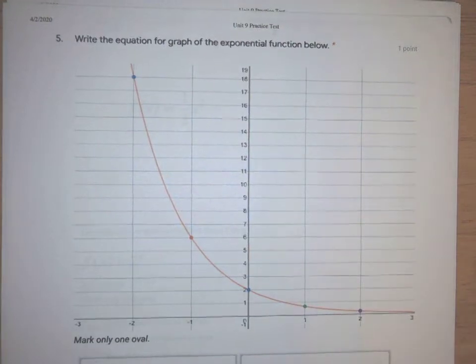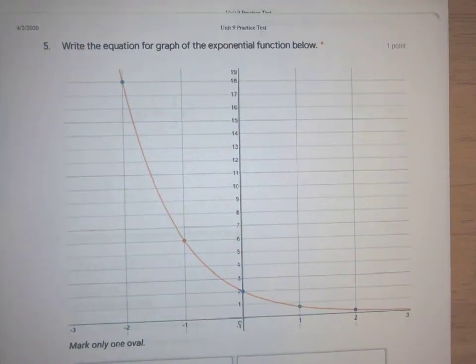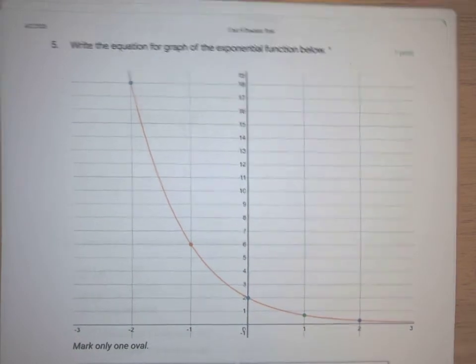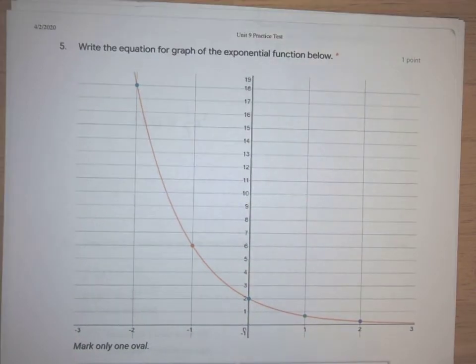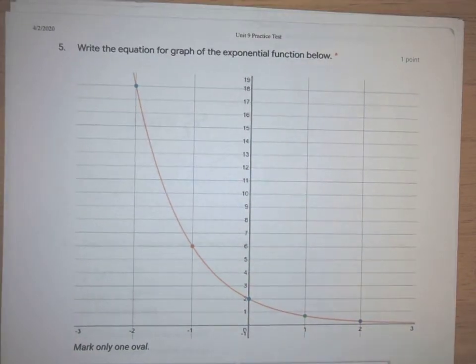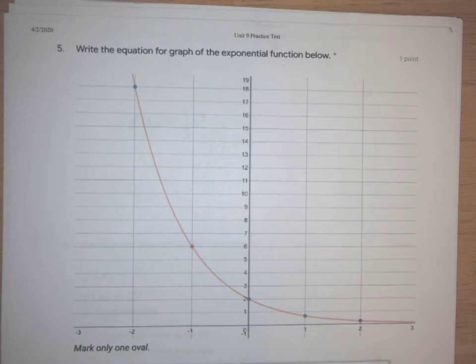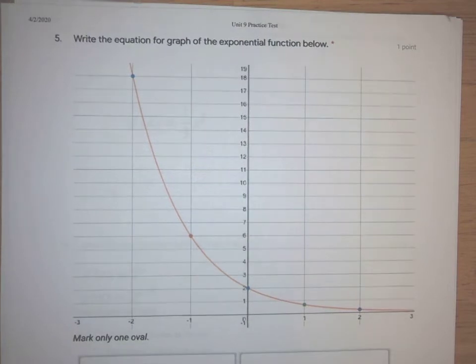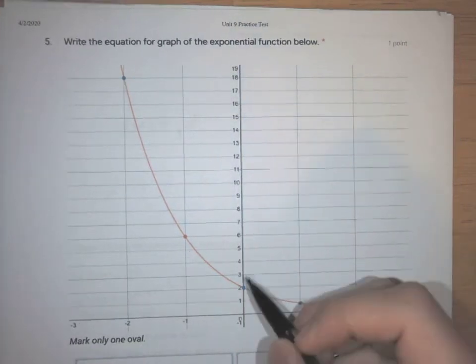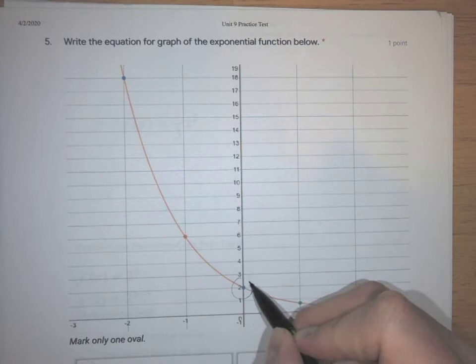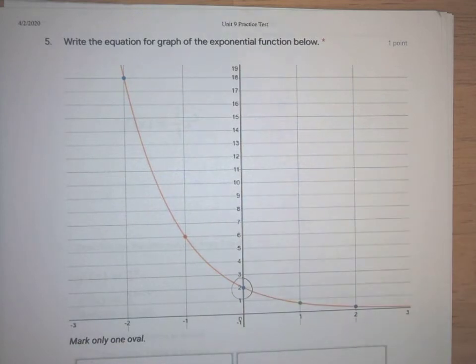Writing an equation for an exponential function. There's two main components when we're talking about writing an exponential function. One of the things that we want to find is the initial value, and then we want to find the growth or decay factor.